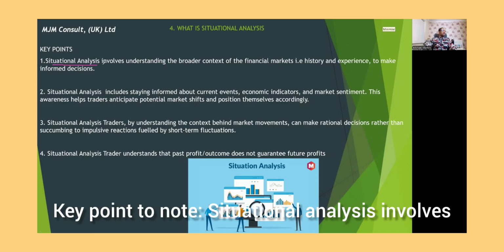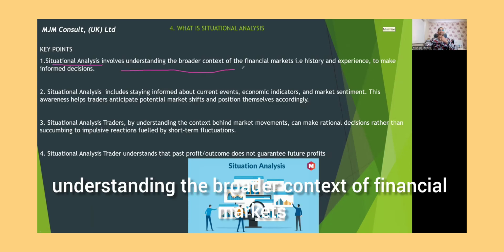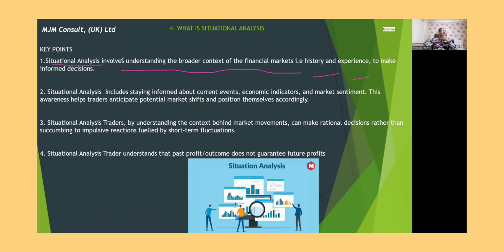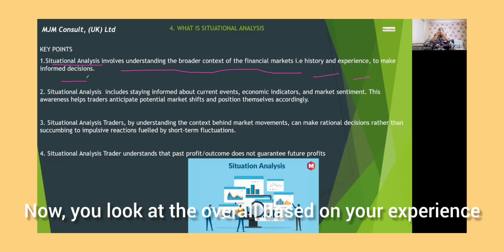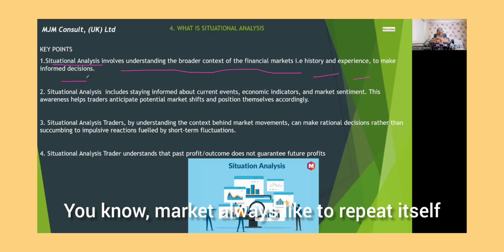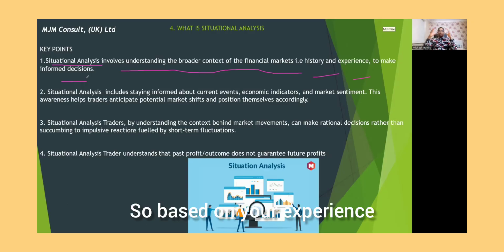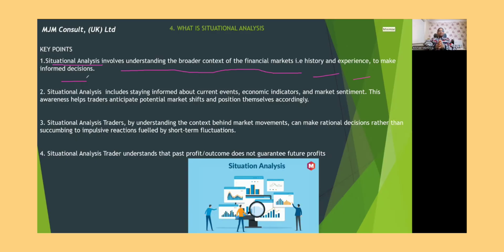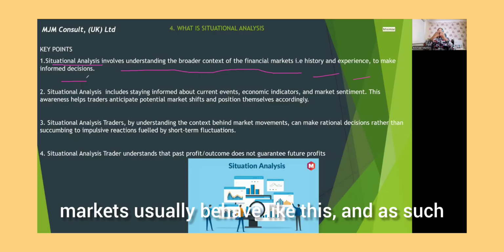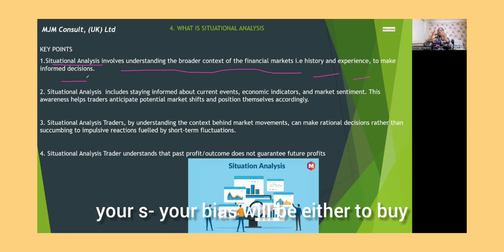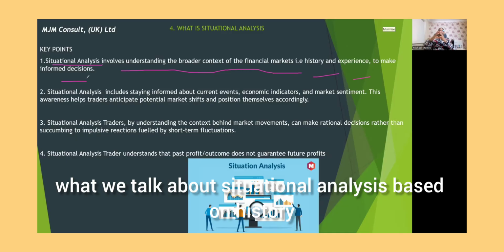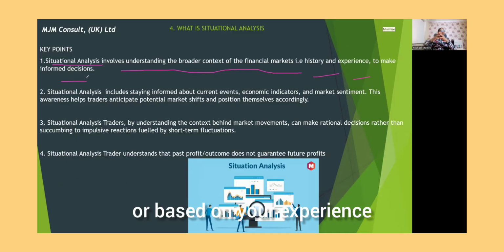Key point to know: situational analysis involves understanding the broader context of financial markets, such as the history and experience, in order to make informed decisions. Now, you look at the overall, based on your experience, based on the history, the market always likes to repeat itself. So based on your experience, you've understood the fact that at this particular point of the year, the market usually behaves like this. And as such, your bias will be either to buy or to sell. That's what we talk about in situational analysis, based on history or based on your experience.